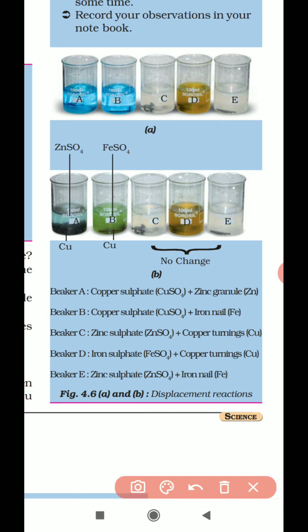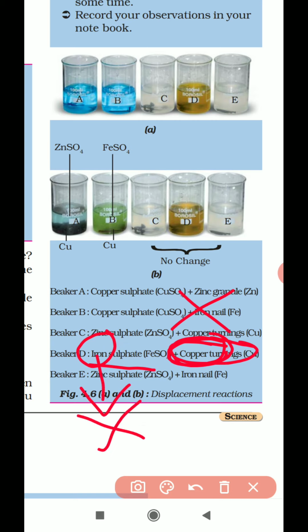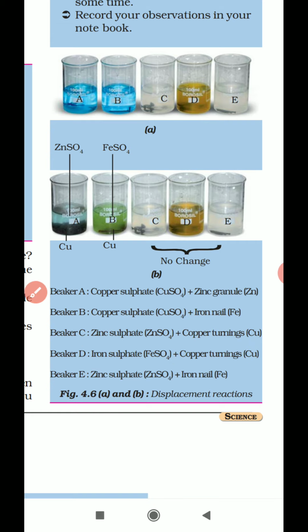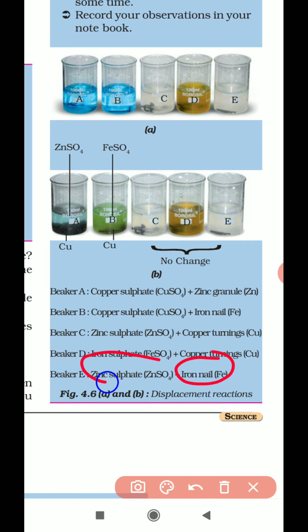Similarly, when I add copper turnings to the iron sulfate, as I informed here, copper is very, very less reactive. It doesn't have that strength to remove the iron from iron sulfate. This copper does not have the power to remove the iron in iron sulfate, because copper is less reactive. So the beaker color will not be changed and the reaction between copper and iron sulfate will also not take place.